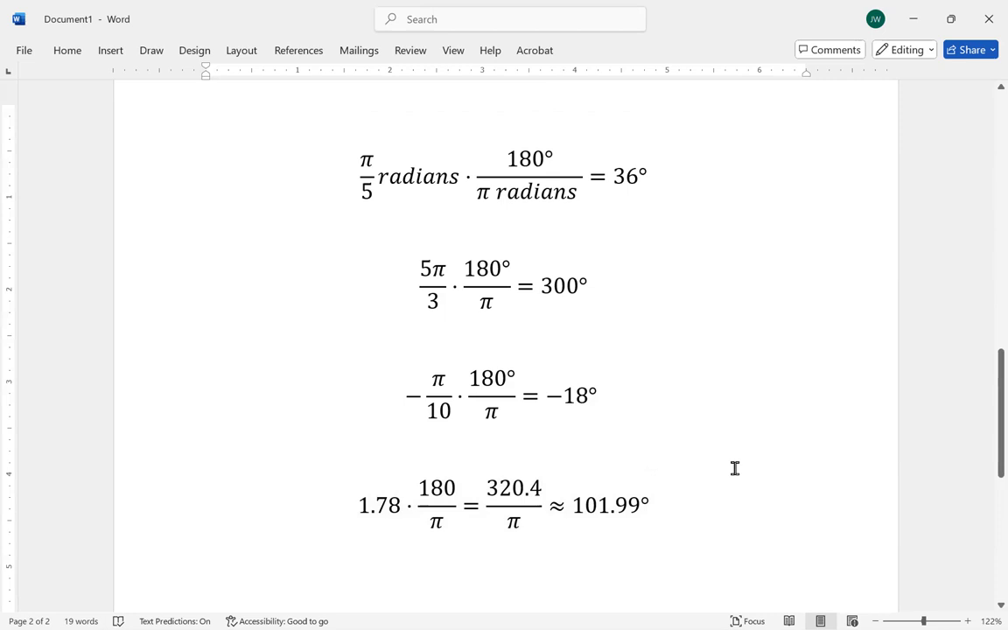So that's how we multiply by 1 to convert from radians to degrees. And obviously we did a multiplication by 1 to convert from degrees to radians just a moment ago.